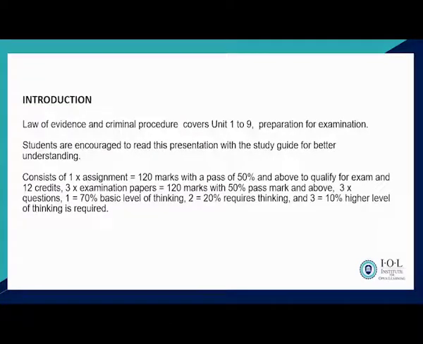It consists of 1 assignment, 120 marks, with a pass of 50% and above to qualify for the exam, and 12 credits. There are 3 examination papers, 120 marks each, with a 50% pass mark and above. There are 3 questions: 1 equals 70% basic level thinking, 2 equals 20% requires thinking, and 3 equals 10% high level of thinking is required.